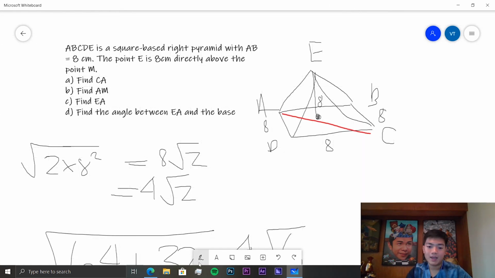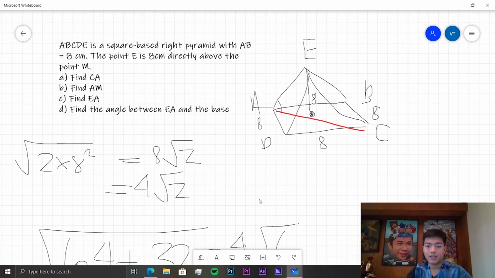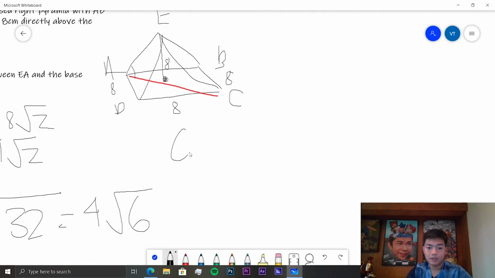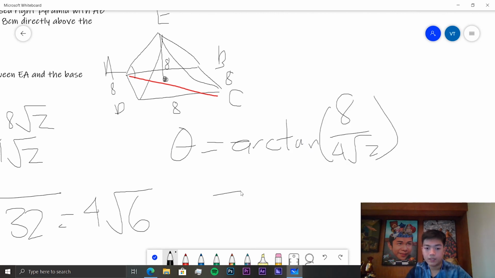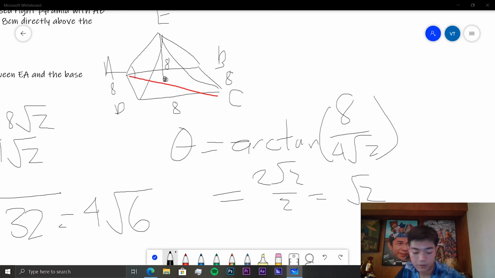Finally, the angle between EA and the base. Well, we have the height here and we have the base. So we can simply use some Pythag. I'm going to go with the angle is equal to arctan 8 divided by 4 square root 2. And so this is equal to 2 over square root 2, which is 2 square root 2 over 2, which is equal to square root 2. So we need to find the inverse tan of square root 2, which is equal to, I believe, 54.7 degrees. So yeah, that's all for this speedrun. I hope you enjoyed, and I hope to see you in the next one.